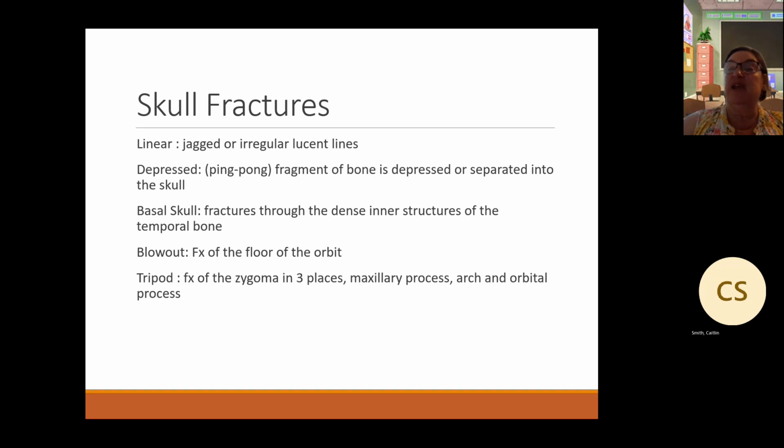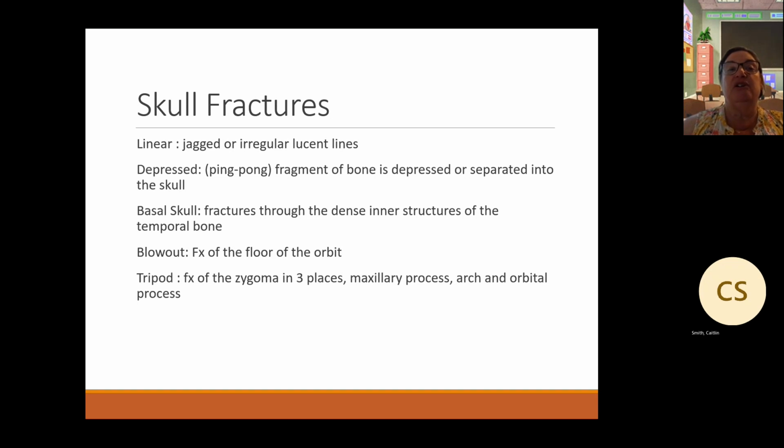Now, that brings us to the fractures of the skull. So with skull fractures, there are different types that you should learn. The linear is jagged or regular. The depressed is like taking a ping pong ball and pressing in one little part there. There's the basal skull fractures where at the base of the skull, you can tell if a patient comes in with blood coming out of their ear. A blowout fracture is just the fracture of the floor of the orbit.